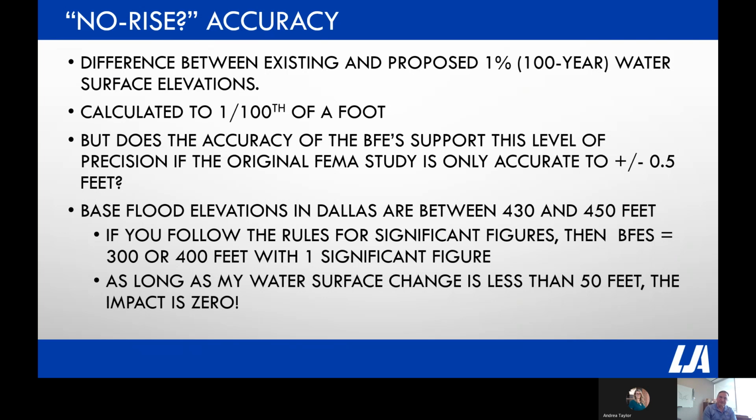And if you follow the rules that you learned in high school about significant digits, the base flood elevations, well, there's a little typo there, are really only 400 or 500 feet if you consider only one significant digit. So when you do your studies, again, I'm being facetious here, but when I'm following the rules that we learned in high school for significant digits, I don't have an impact if my water surface elevation only changes by plus or minus 50 feet. I'd be happy if I could be limited to plus or minus half a foot, but that's still a very significant change in water surface elevation.